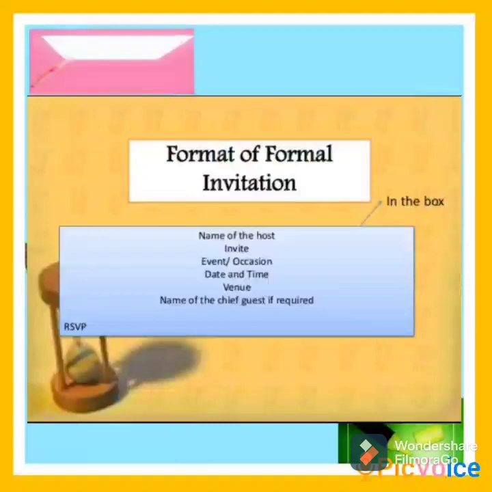First of all, create the box to write the invitation. Then you should enter the name and address of the host. Then you should include the details about date, time, and venue of the function. Then, if required, enter the name of the chief guest. Then you should end the invitation by writing the name of the main organizer with RSVP on the bottom left hand corner of the card. So, this way you should follow the format to write an invitation.